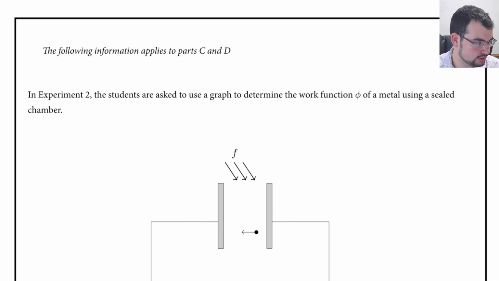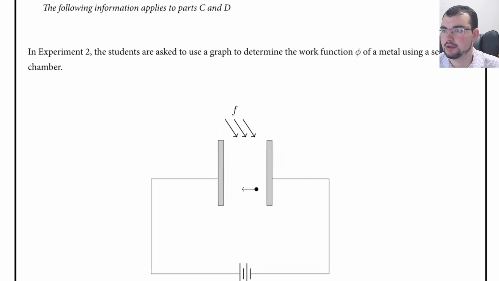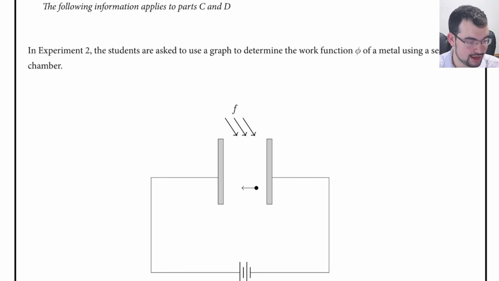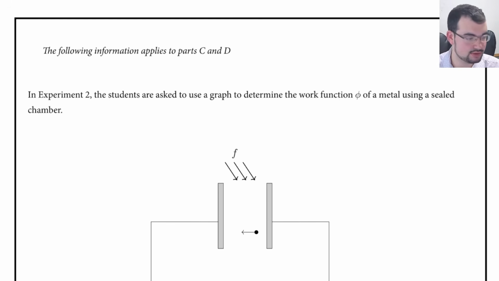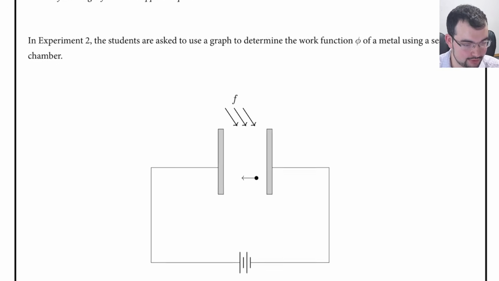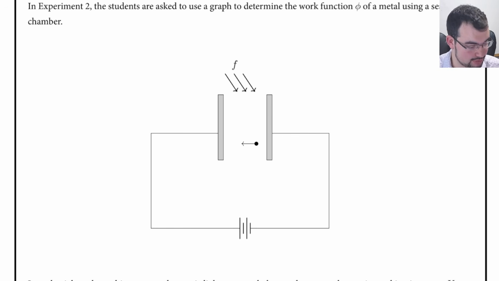All right, now on to our unrelated experiment. That's the "you gotta do it" one. In experiment 2, the students are asked to use a graph to determine the work function phi of a metal. Well, there's literally only one equation that involves this setup with a work function, and it was notably absent from our multiple choice, so here it is.